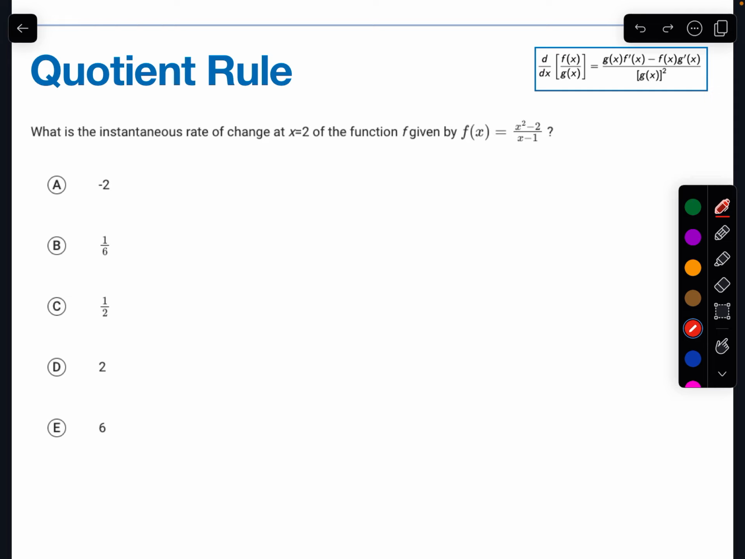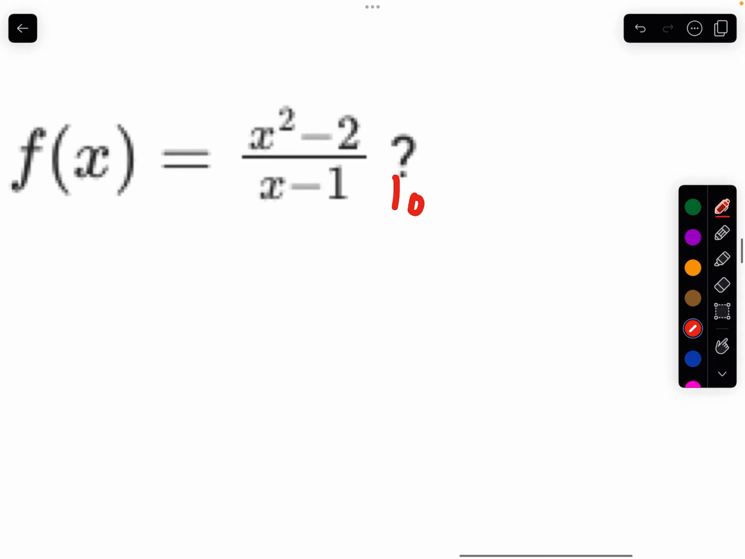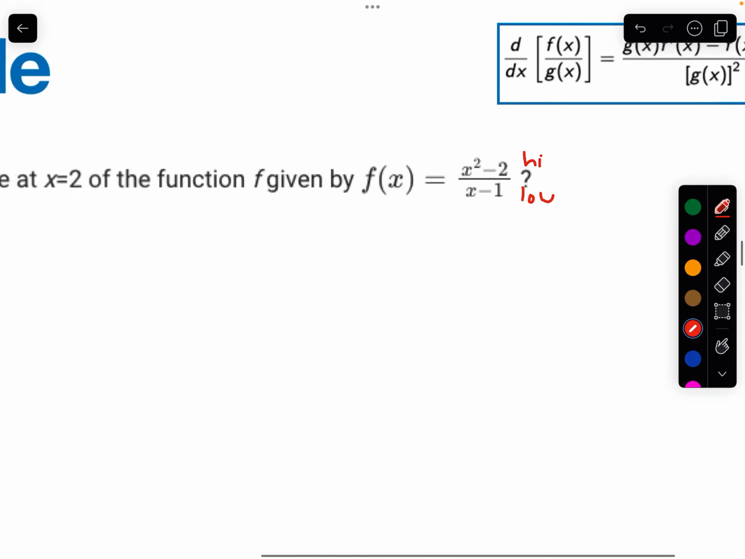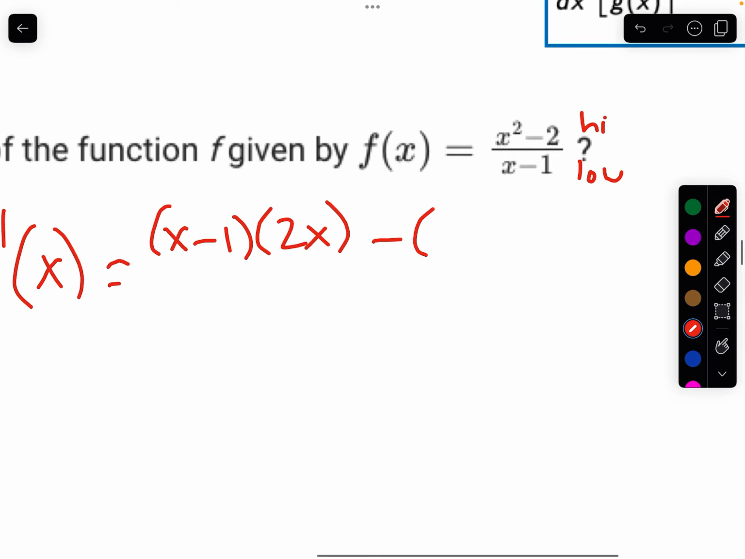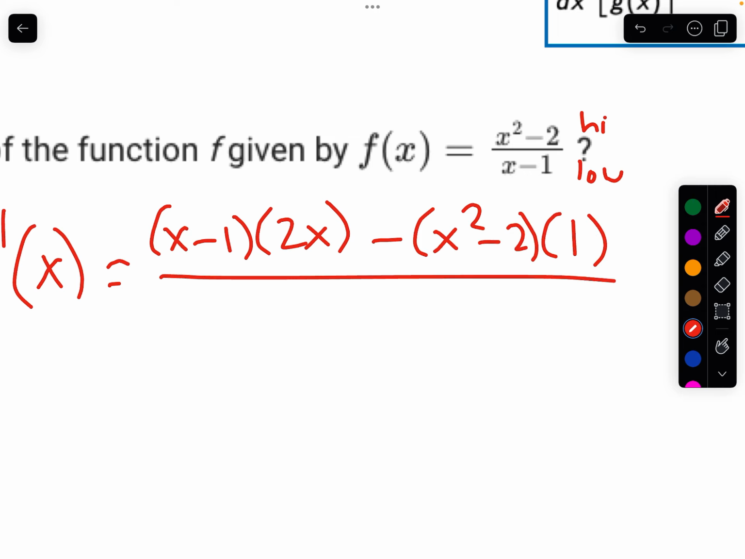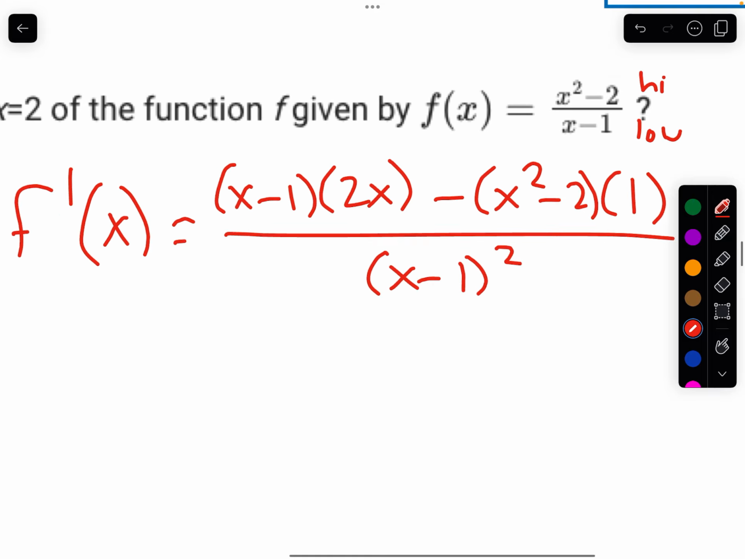So let's apply that to this function f of x. We want the instantaneous rate of change at x equals 2. We'll find the derivative and we'll plug in 2. So our low is our denominator, high is the numerator. So let's apply our quotient rule here. We're going to have low, x minus 1, d high, derivative of x squared minus 2 is 2x, minus high, d low, derivative of x minus 1 is 1, all over low squared. Now you could simplify this here if you want.